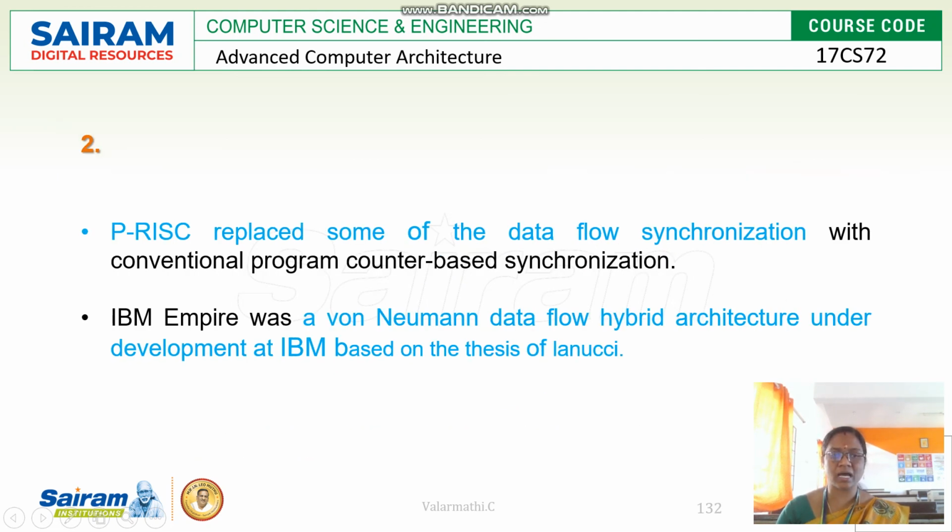The second hybrid architecture: P-RISC replaced some of the data flow synchronization with conventional program counter based synchronization. So this P-RISC architecture is again replaced with some of the data flow synchronization techniques. And the best example is IBM Empire, the von Neumann data flow hybrid architecture under development at IBM, based on the theory of Lonsdale. Okay, so I hope you understand this concept.